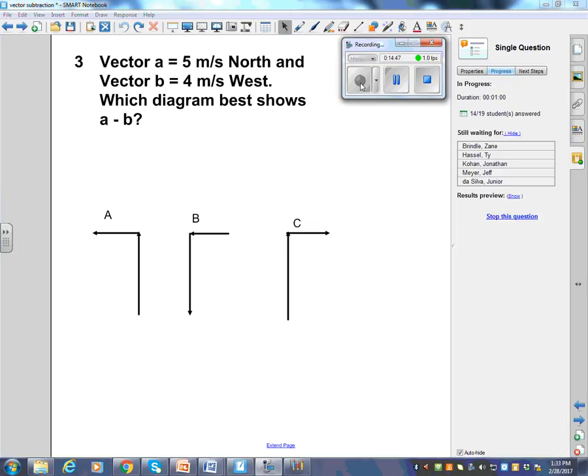So we're looking for A minus B. A is 5 meters per second north and B is 4 meters per second west. So those are your three choices. Which one is the vector subtraction?